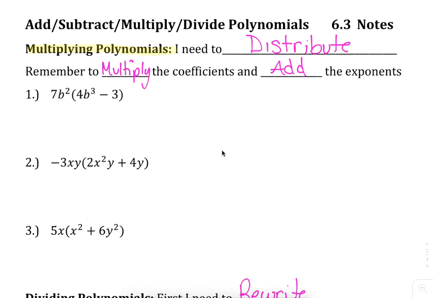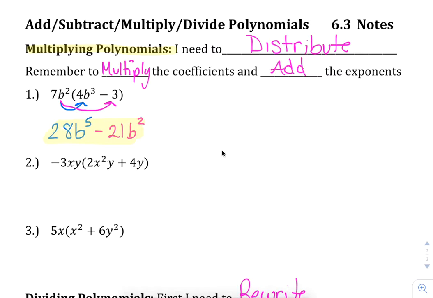I'm going to take 7b squared times 4b to the third. So 7 times 4 is 28. How many total b's do they have together? Well, there's 2 on the outside, 3 on the inside, makes a total of 5. I add them together, okay? I'm going to change colors, and we're going to distribute to the second part. So 7b squared times a negative 3. 7 times negative 3 is a negative 21. All I have for b's is the b squared that's coming in. I can't combine them. They're not like terms. So this whole thing right here is my answer.